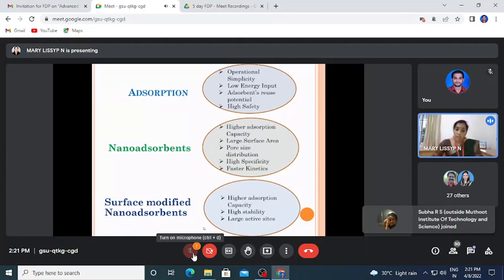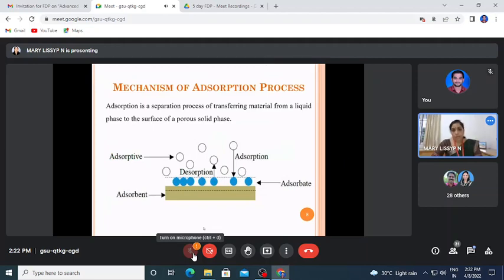Now, apart from this nano-adsorbent, again, as I mentioned in the previous slides, when we modify this nano-adsorbent with some chemicals or with some polymer or any other material, what happens then? Then here you can see the adsorption capacity again increases, the stability is getting high, large active sites are formed. So nowadays, most of the studies are going behind the surface modified nano-adsorbents because of the faster rate of removal.